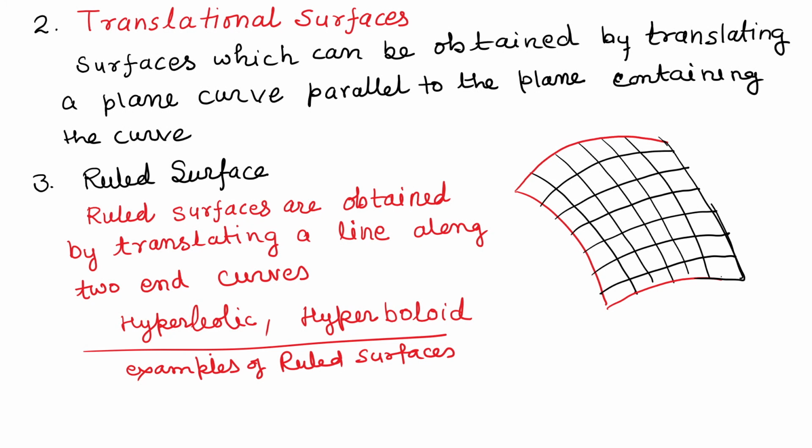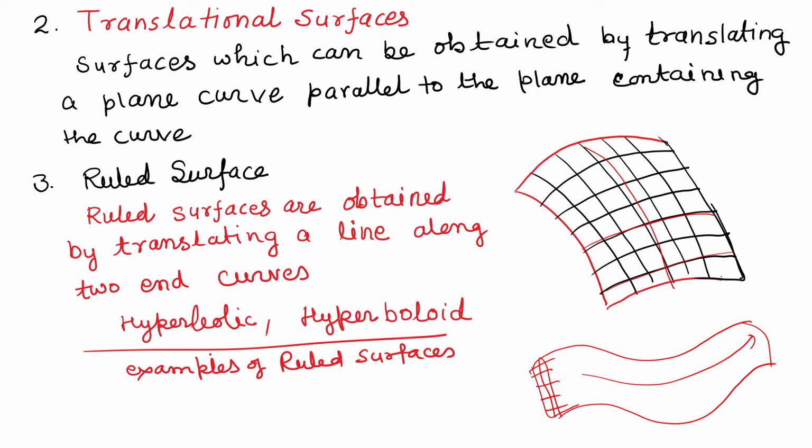Next, some surfaces can be generated by translating a plane curve parallel to the plane containing the curve. By moving these lines over the surface we can generate the surface, for example like this. This type of surface can be generated just by translating a curved line over a curved line. This type of surface is known as a translational surface.